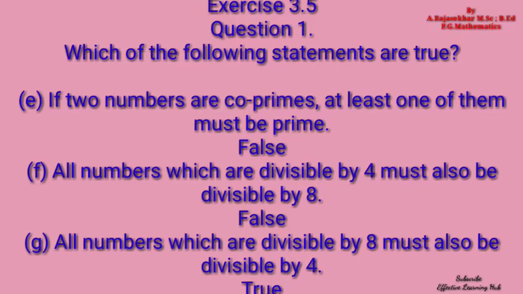F: All numbers divisible by 4 must also be divisible by 8. It's false. G: All numbers divisible by 8 must also be divisible by 4. It is true.